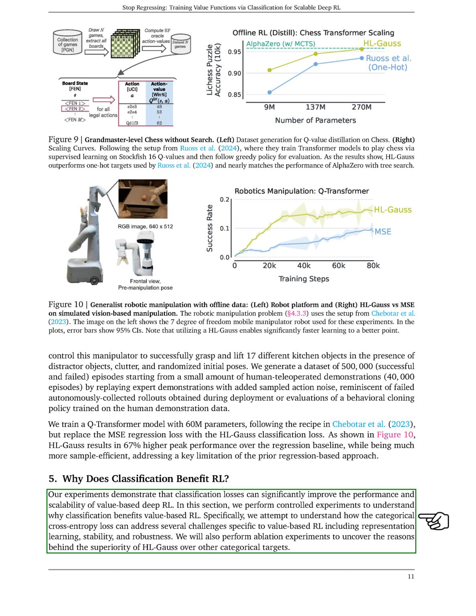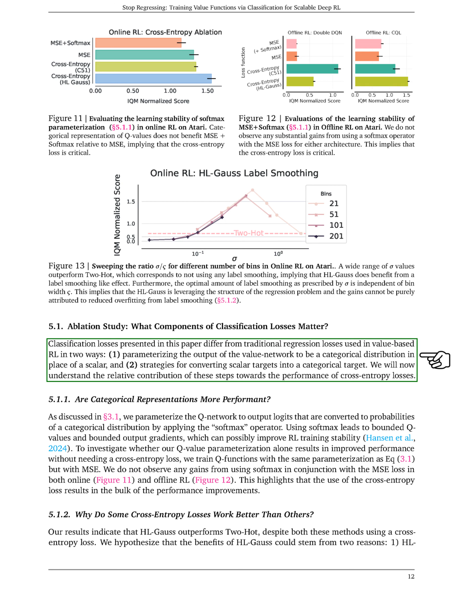In our ablation study, we identified two main differences between classification losses and traditional regression losses used in value-based RL: the parameterization of the value network's output as a categorical distribution instead of a scalar, and the strategies for converting scalar targets into a categorical target.